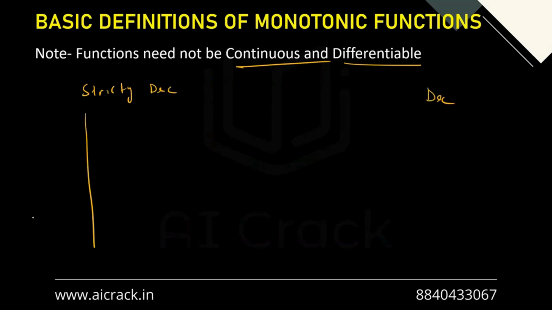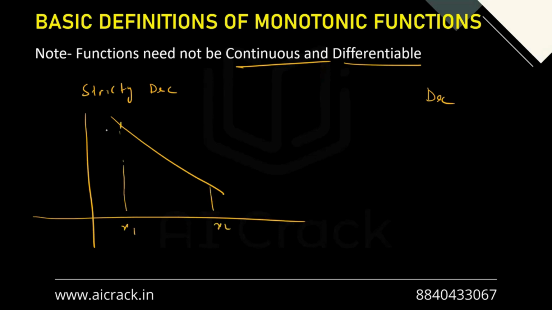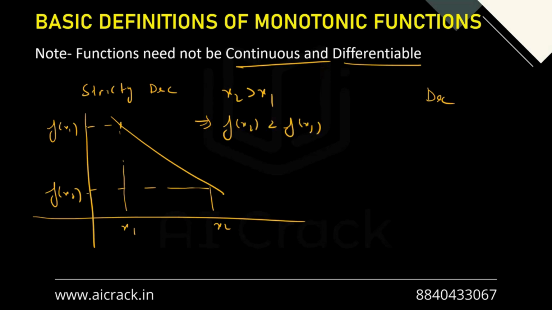Now in this case, we have a function like this. Let's say this point is x1 and this point is x2. So this value would be f(x1), and this value would be f(x2), right? Now in this case, if x2 is bigger than x1, that means f(x2) would be less than f(x1). This is how we formally define a strictly decreasing function.